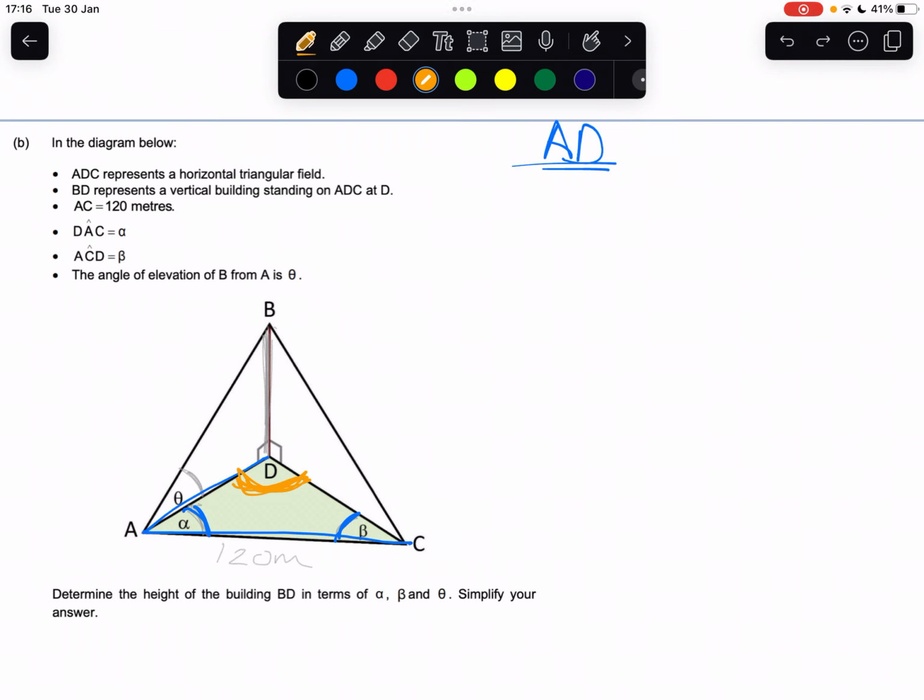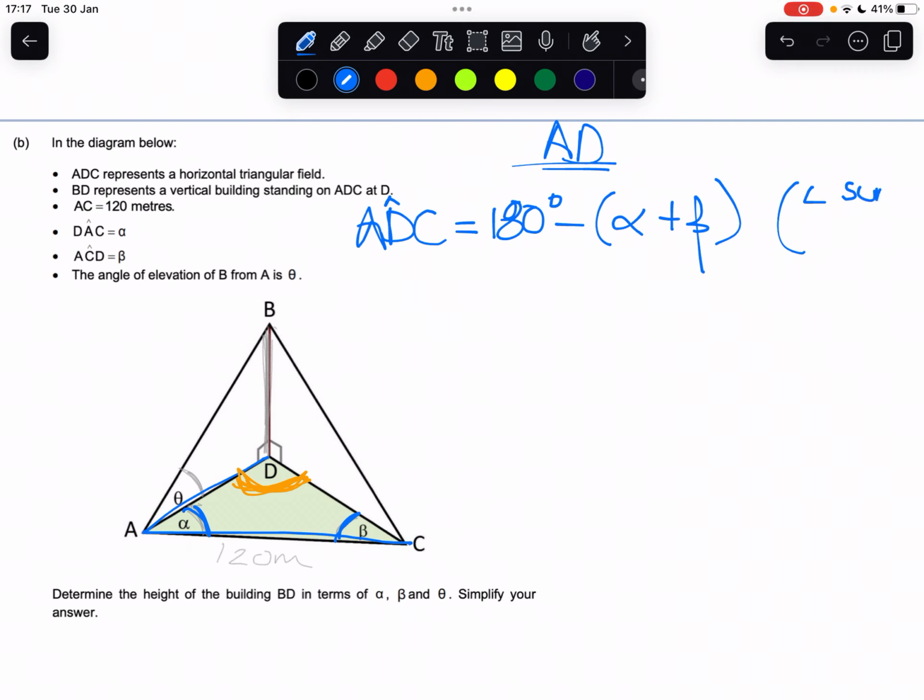So the first task is to express ADC, right, in terms of alpha and beta. And we know that ADC will be equal to 180 minus alpha plus beta, right? And that is because of the angle sum of triangle ADC. Right, I'm actually going to leave it like that. There isn't really a benefit to expanding it.